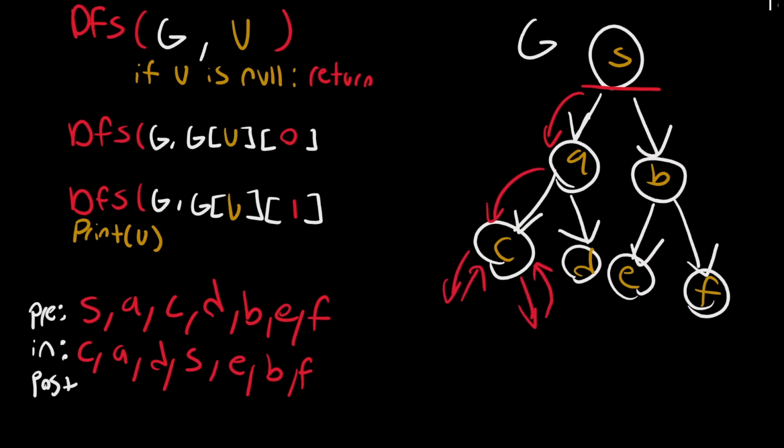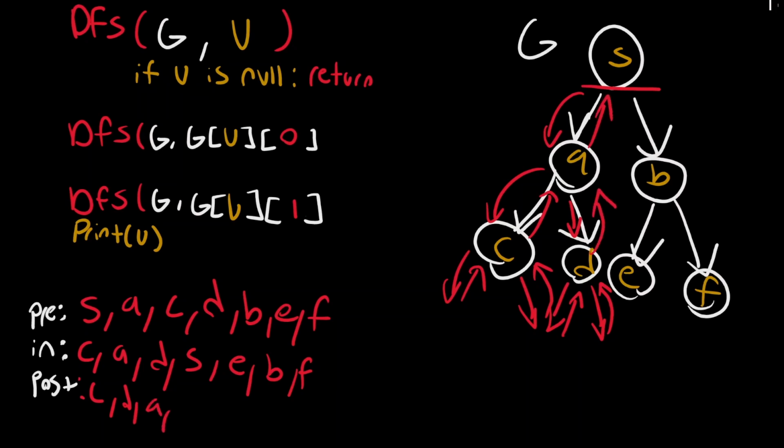And now we return from the right for C. Now we're finally going to print C. So we're going to print C. And then we go to A. Then we go to D. From the left, we return from the right, we print D. Then we return from the right, we print A.